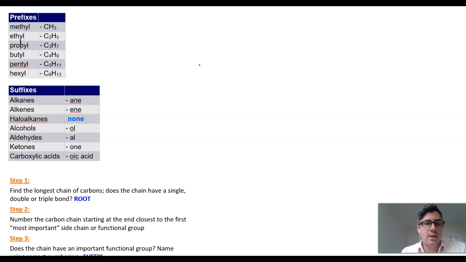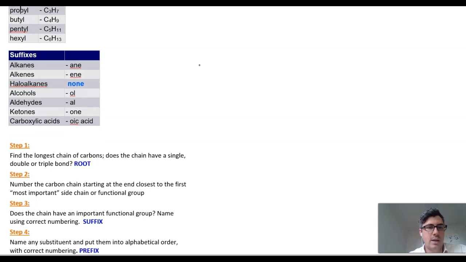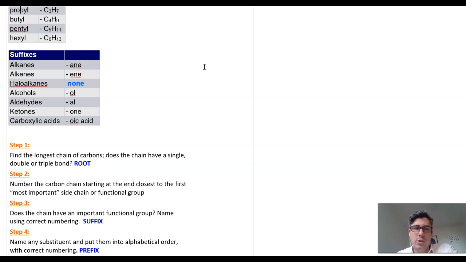So there's a general set of rules that we follow. Step one is always finding the longest chain of carbons, which we call the root. Then step two is numbering the carbon chain, starting with the side with the important group on it, so the one that makes it one of these types of molecules.